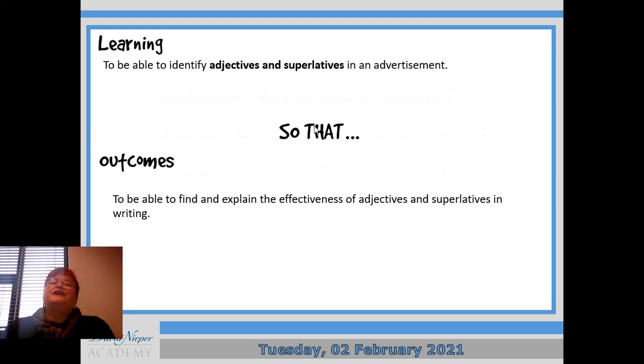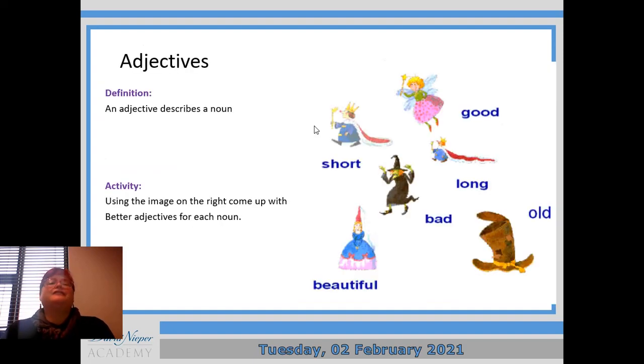Okay, how did you do? So what we're going to be looking at today then is adjectives and superlatives. It's a quite hard word to say, and using those in your own work. So on the board, adjectives. An adjective describes a noun. So a noun might be princess or girl or king or witch. Things like that are nouns, okay?